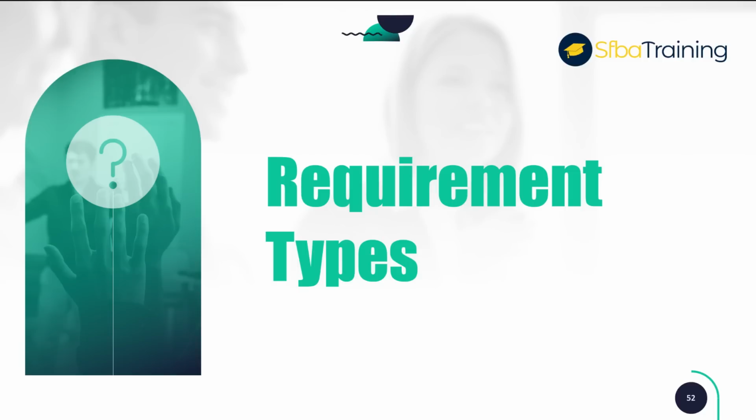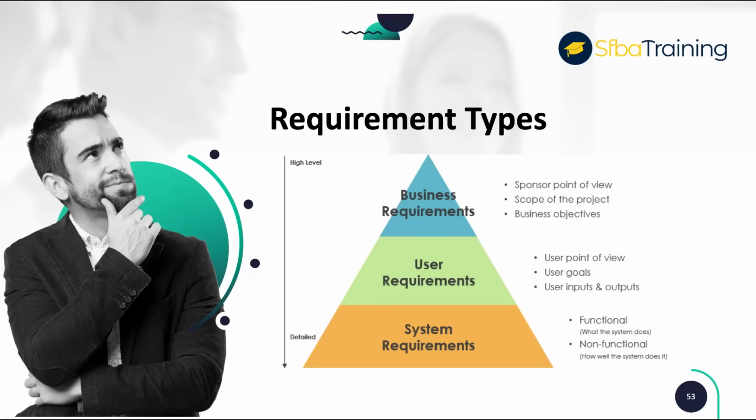What are the different types of requirements? We have 3 types of requirements: business requirements, user requirements, and system requirements. And system requirements include functional and non-functional requirements.